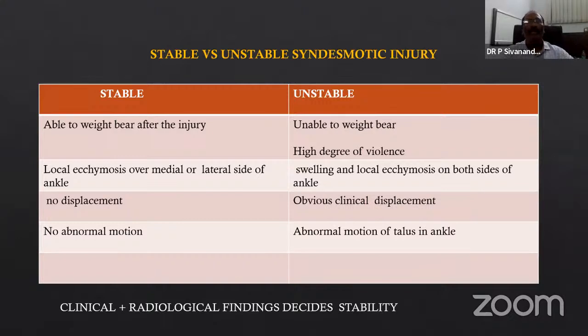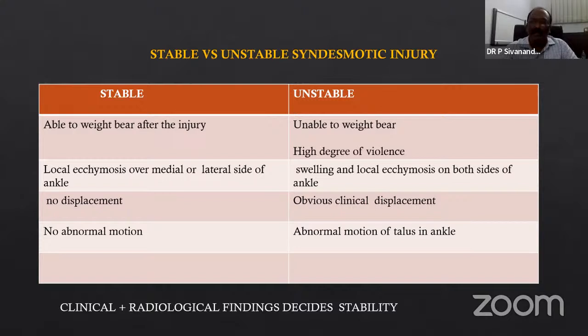Unable to bear weight, high degree of violence, swelling, local ecchymosis on both sides of the ankle, obvious clinical displacement, not commonly seen in pronation external rotation injury, but we will see it in pronation abduction injuries. Abnormal motion of the talus in the ankle, clearly seen in the talar shift and the talar tilt, will definitely give you the clue.